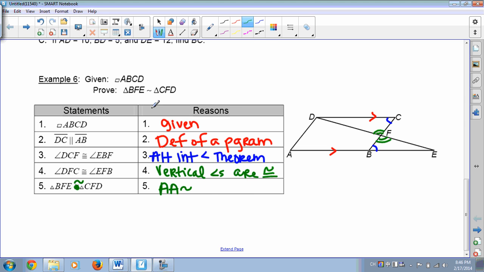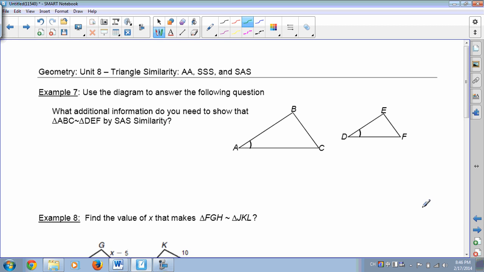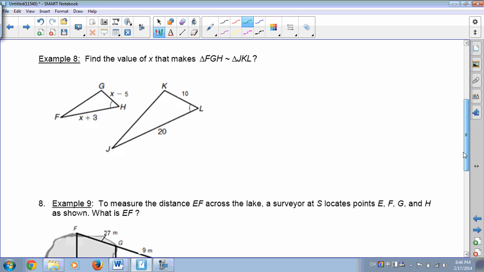Okay, we're going to go ahead and move on to the back side of our notes. We're going to look at example 7 in class, and let's go ahead and look at example 8 right now. So we know that triangle FGH is similar to triangle JKL. We need to find the value of x. So we already know these triangles are similar. Notice we have the included angle.